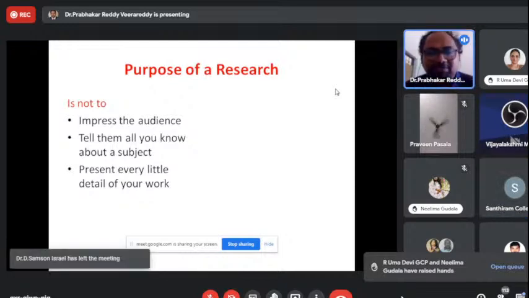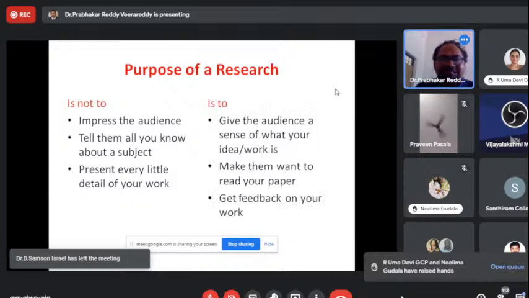Okay, so what's the purpose of research? It is not to impress the audience, tell them all you know about a subject, present every little detail of your work. Okay, no need to tell everything. Research is to give the audience a sense of what your idea or work is. Make them want to read your paper, get feedback on your work. That is the purpose of research.